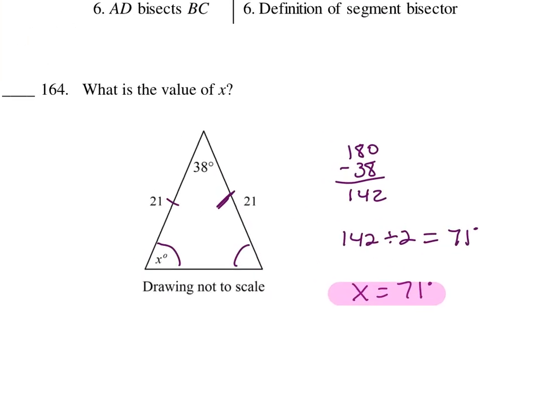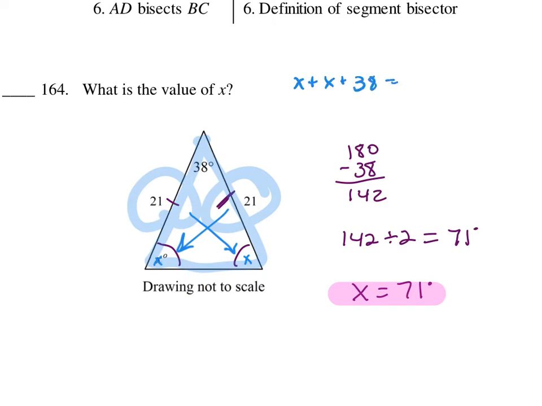So this is an isosceles triangle, and I know that because the two sides are marked the same, right? So if the two sides are marked the same, then the angles opposite them are also equal to each other, which means if the left corner is x, so is the right corner. And then the sum of those three angles has to be 180. So I can say 2x plus 38 has to equal 180. So 2x would equal 142, and x is 71.